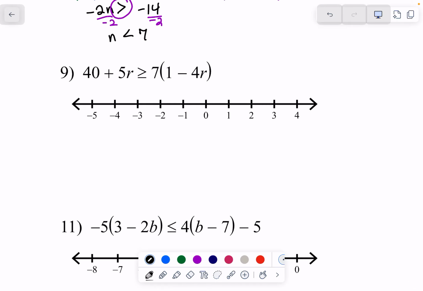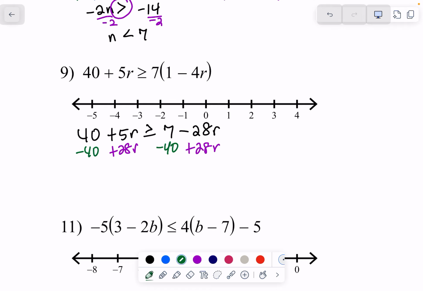Left side's good. Can't do a darn thing with it. Let's write it down. On the right side, the 7, we need to move that through. So if we distribute, we get 7 minus 28r. Now it's a matter of just moving stuff around. So let's add 28r to both sides so that our r's will be on the left, and they're going to be positive so that we kind of accomplish 2 things at once. And then let's subtract 40 to move it to the other side.